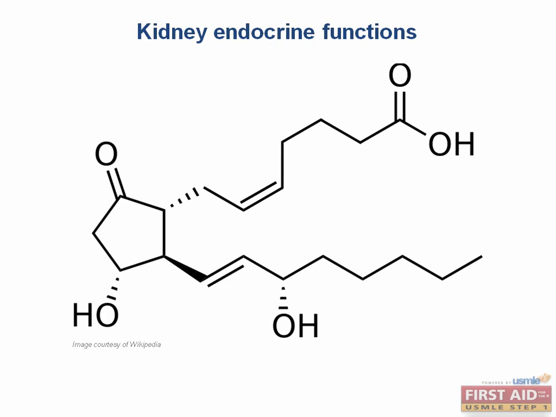Now, if NSAIDs inhibit prostaglandin synthesis, how might this affect a patient clinically? NSAIDs can lead to vasoconstriction of the afferent arterioles and subsequent acute or even chronic renal failure. The kidneys will not be able to properly filter the blood if the GFR is reduced. Constriction of the afferent arterioles can also cause papillary necrosis and chronic interstitial nephritis due to reduced blood flow. So remember, renal papillary necrosis is an often tested complication of chronic NSAID use.